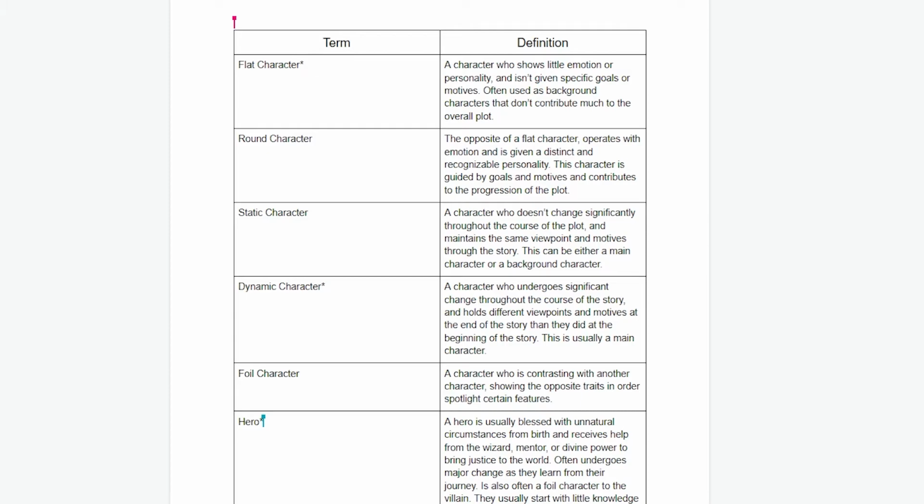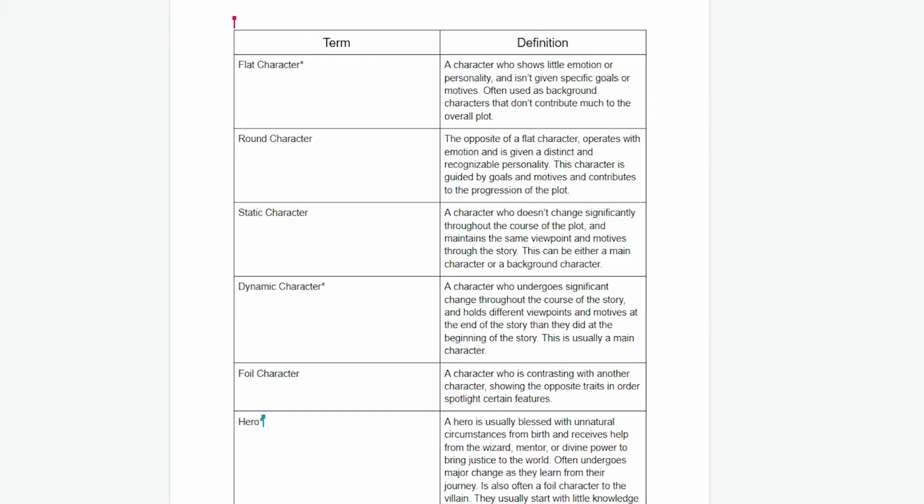All right, so to represent Unit 2, we decided to go with the short story, and there's a ton of different character types that make up a short story, and we just decided to go ahead and define a few of them here. So, starting off, a flat character is a character who shows little emotion or personality, and they aren't given specific goals or motives.